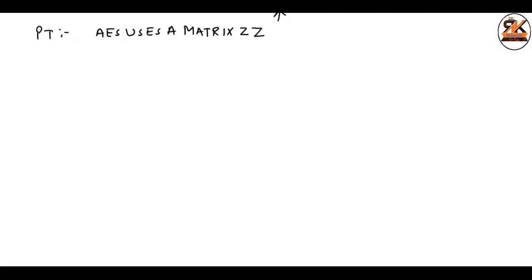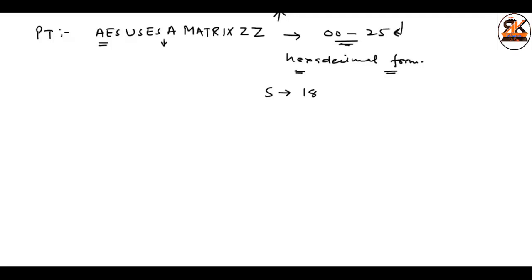So first of all, you have to transform these characters in the space of 00 to 25. In total, we have 26 alphabets in English. So you have to transform all these characters in the space of 00 to 25. And then you have to transform whatever corresponding values you obtain into hexadecimal form. For example, the letter S has a value 18 in this space, 0 to 25. But after converting 18 to hexadecimal, you will get a value 12.